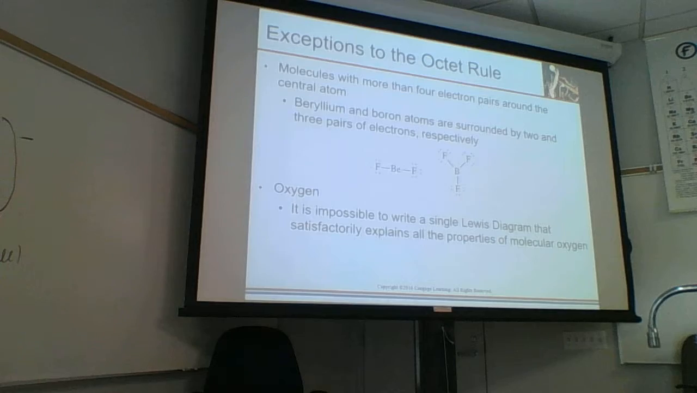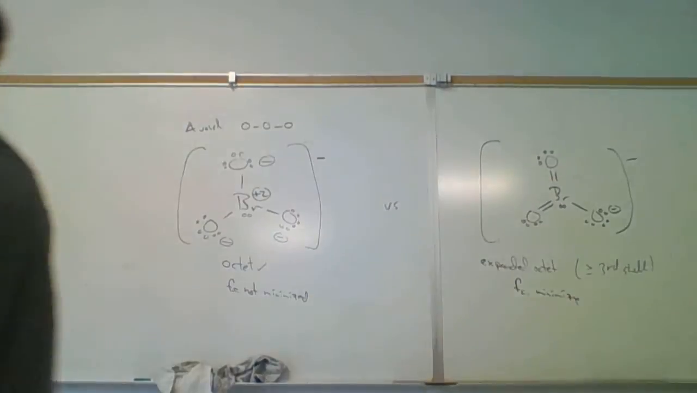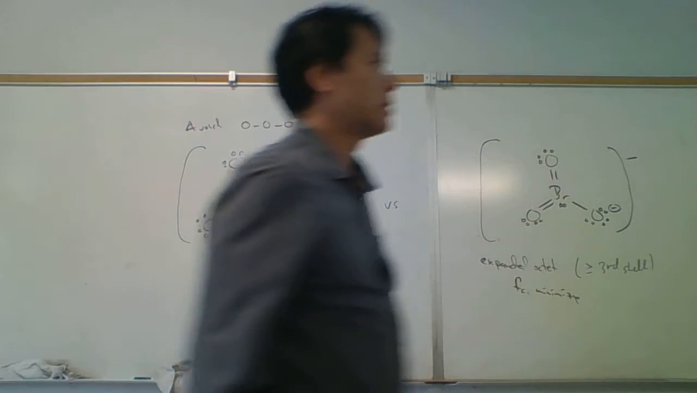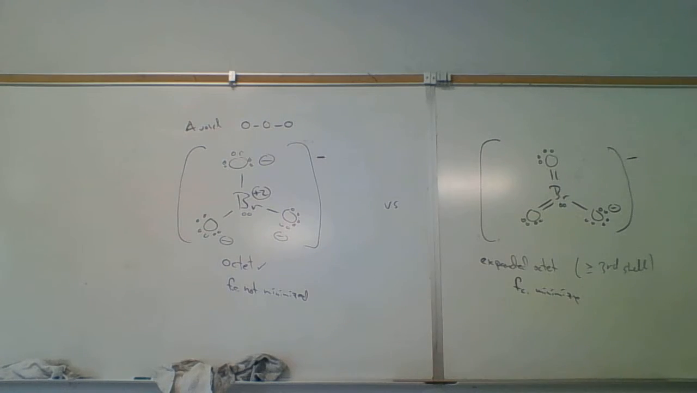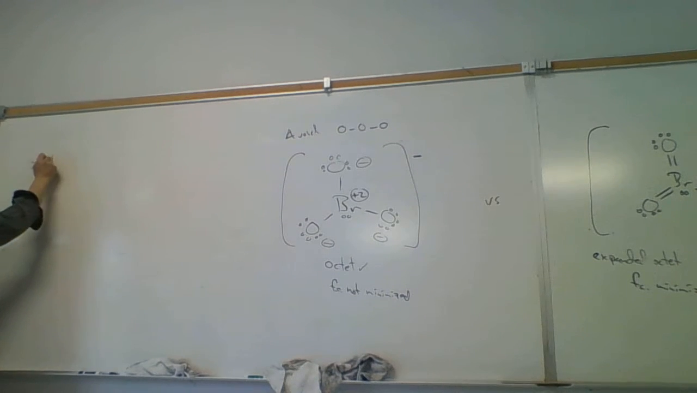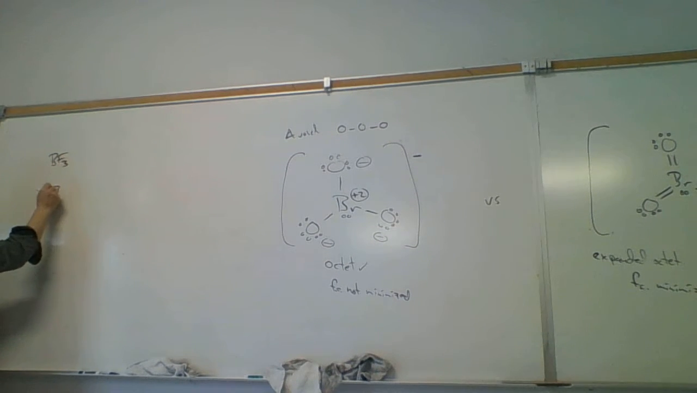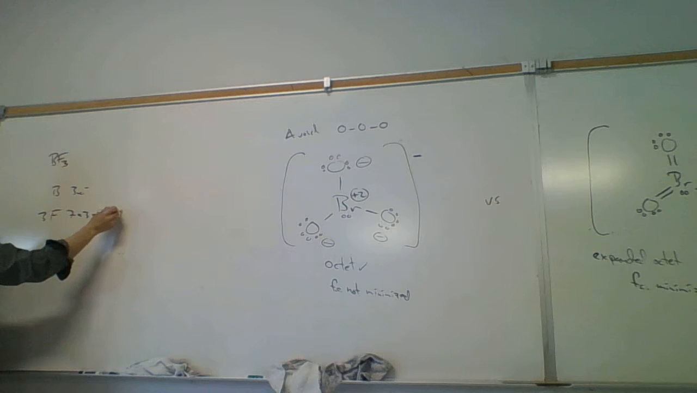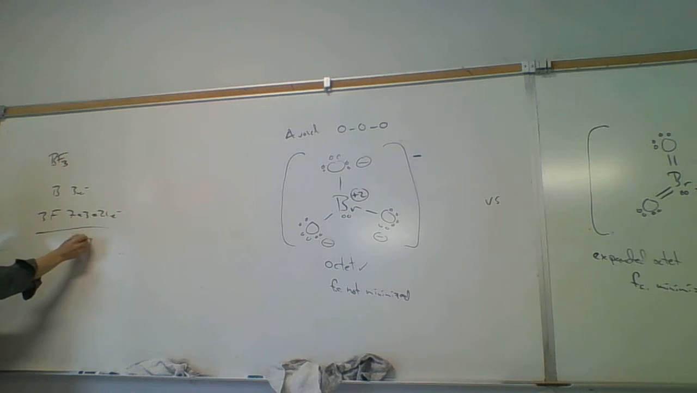So we come up with situations, different scenarios that come up. One of the things that comes up are these two, BF2 and BF3. Let's take a look at BF3 first. Boron has 3 electrons, and fluorine 7. We have 3 of them, so 7 times 3 is 21 electrons. So altogether, we're going to have 24 electrons here.